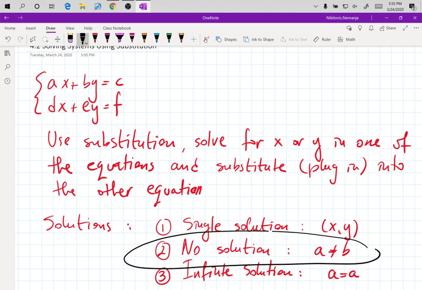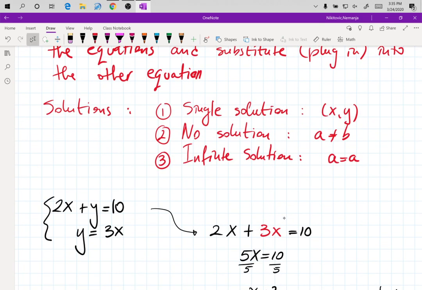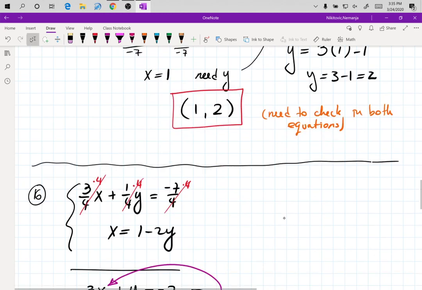That's what it means. If you get 3 equals to 4, or you get 7 equals to a half, or whatever, you get some nonsense like that, right? It's not mathematically correct to claim that 3 is equal to 4. If you get something like that, then you have no solution.